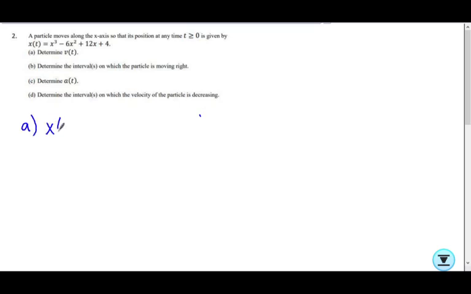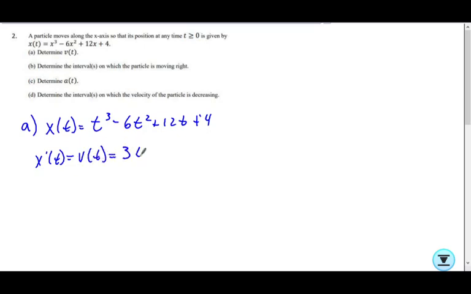Well, they gave us x of t, which is t cubed minus 6t squared plus 12t plus 4. And the derivative of x of t is our v of t. So we take the derivative, and we get 3t squared minus 12t plus 12. Done. Part A is done. Part B.